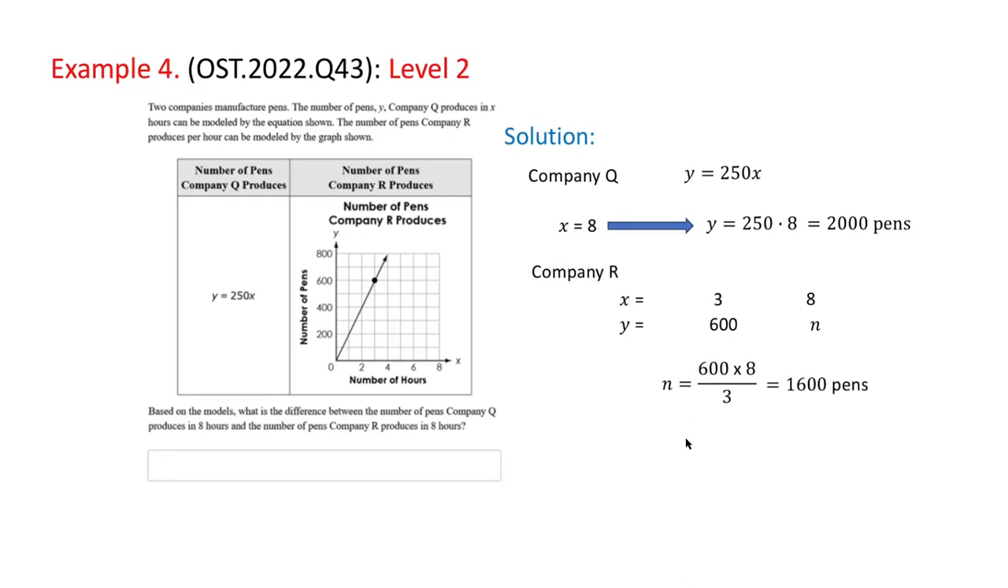It will be 1600. So we're not done yet. Don't put answer 1600 or 2000. They want what? The difference. So the difference is 400. You get 400 here and you get the answer.